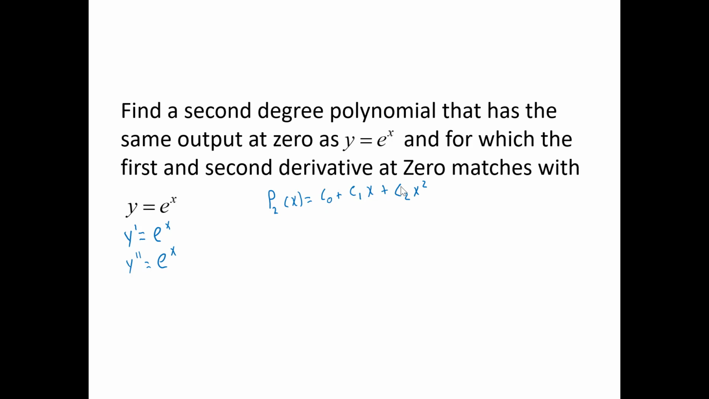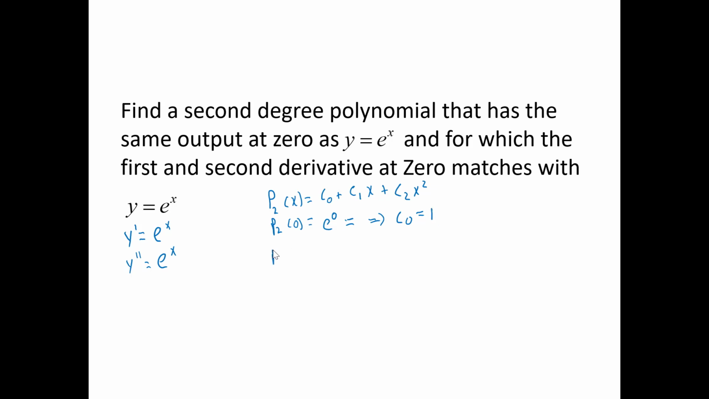Instead of using a, b, c, we'll just use c naught. The exponent on the x is 0, c1, the exponent on the x is 1, and c2, the exponent on the x is x squared. Now we want p2 of 0 to equal the same thing as my function at 0. And so this will imply, when you put your 0 in for x here and here, both of those will go away, and you'll just get c naught equals e to the 0, which is 1.